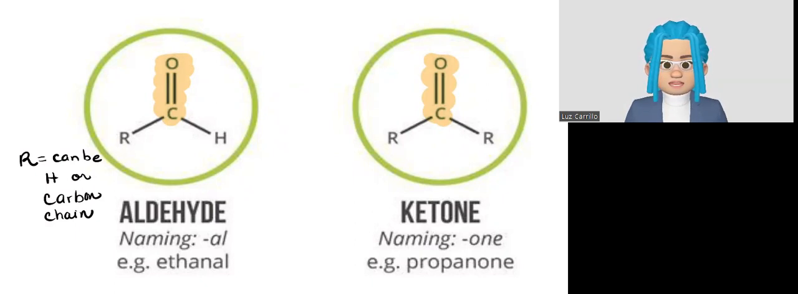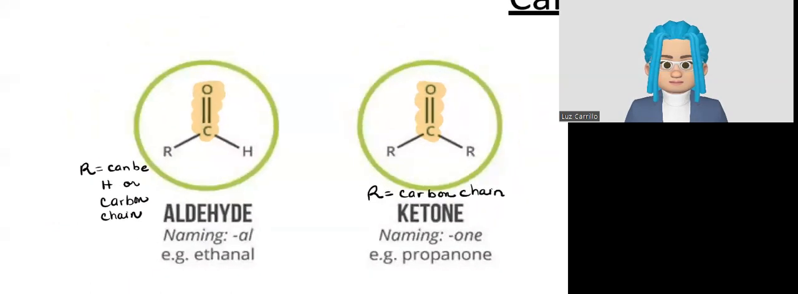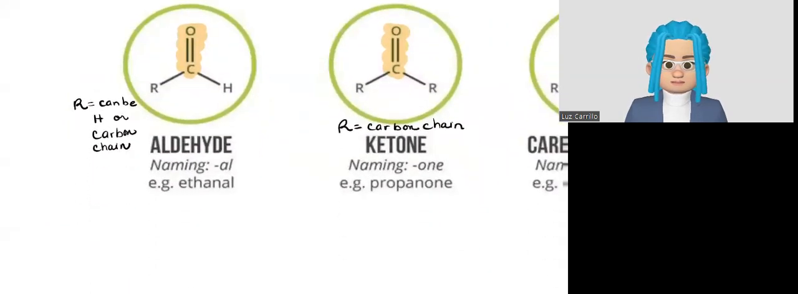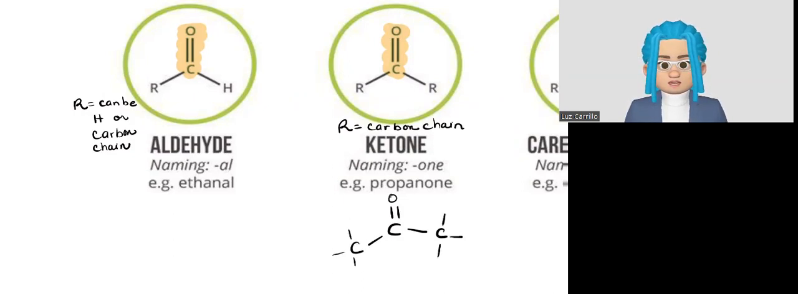The next member that we have is a ketone. A ketone is when you have your carbonyl group attached on either side by carbon chains. So the R group here on both sides of the carbonyl are going to be carbon chains. So if I write the structure of a ketone, it's going to be C double bond O. On either side, I'm going to have carbon atoms with the attachments that those carbons will have.